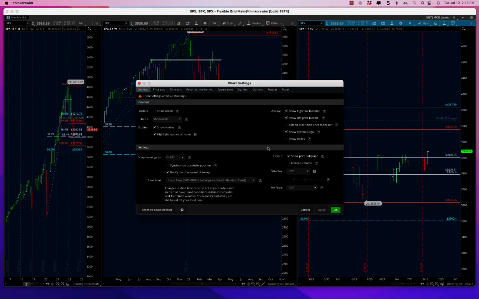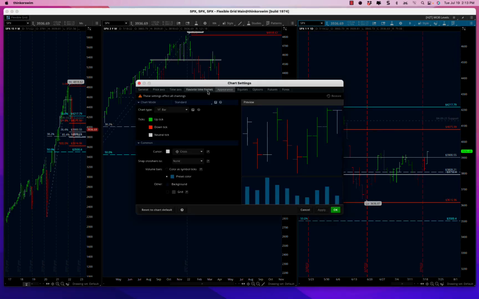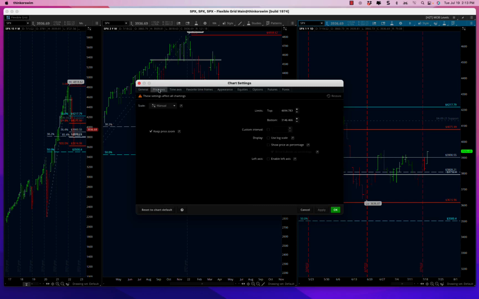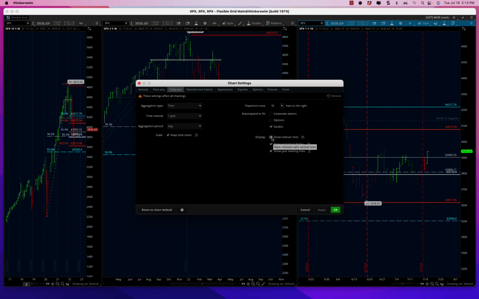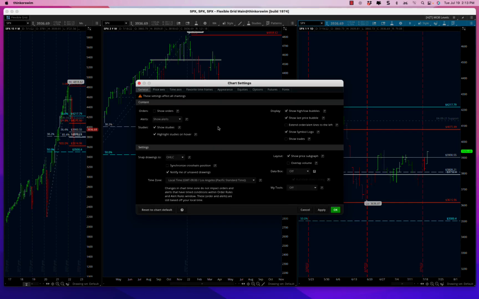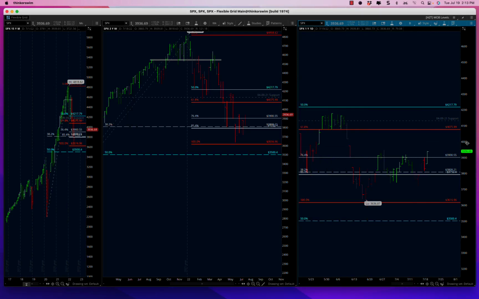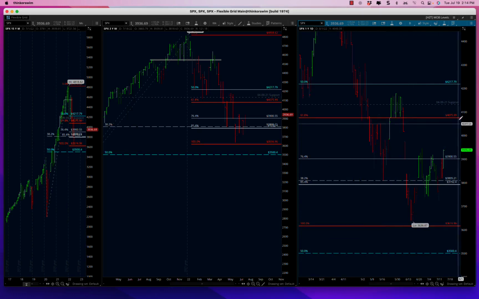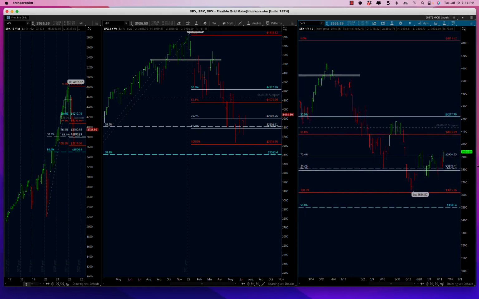Settings, appearance. All right, don't need that. Price, time, get rid of rollover, get rid of Friday, and let's go to the years. All right. So now this is how your daily looks, how you do your analysis.